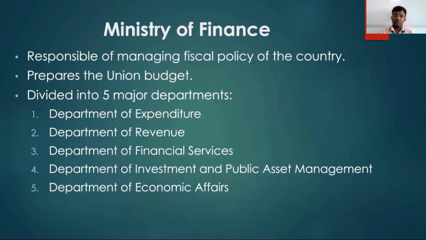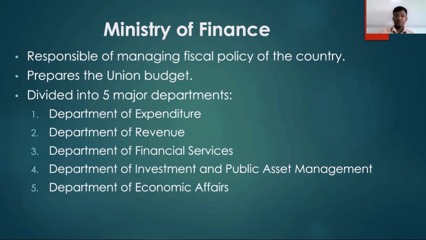The Ministry of Finance has five major departments: the Department of Expenditure, Department of Revenue, Department of Financial Services, Department of Investment and Public Asset Management, and the Department of Economic Affairs. These five departments come close together at the time of budget preparation. They would be providing the key inputs to the Secretary of Finance, and the Secretary of Finance, along with the Minister of Finance, would be sitting and preparing the budget, and the budget would be presented before the Parliament. And if the entire Parliament is okay with what has been outlined, the budget gets tabled.